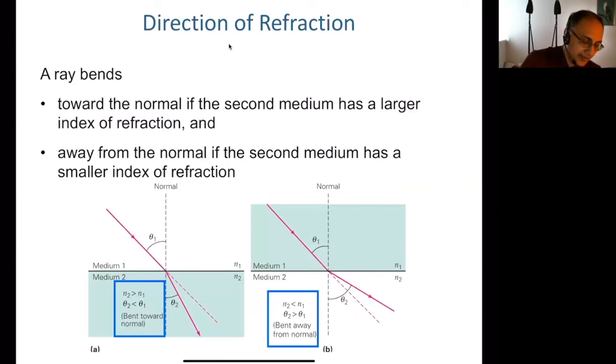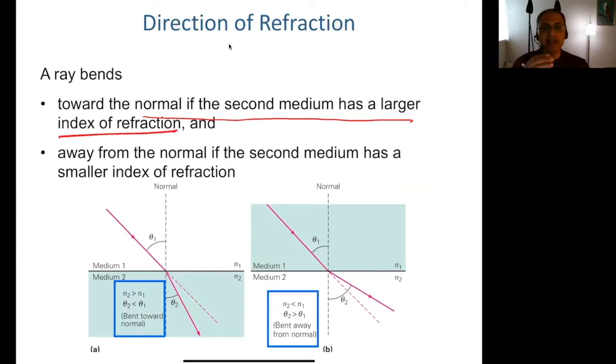So a ray will bend towards the normal if the second medium has a larger index of refraction. If it's going from an optically rarer to an optically denser medium, then it's going to bend towards the normal, like what's happening over here when it's going from air to water. Now you can see that theta 2 is less than theta 1 because N2 is greater than N1. And so the ray is bending towards the normal over here. And in this case, when it's going from an optically denser medium to an optically rarer medium, the N is decreasing. So the angle of refraction is increasing. That makes sense? So in this case, it's bending away from the normal.